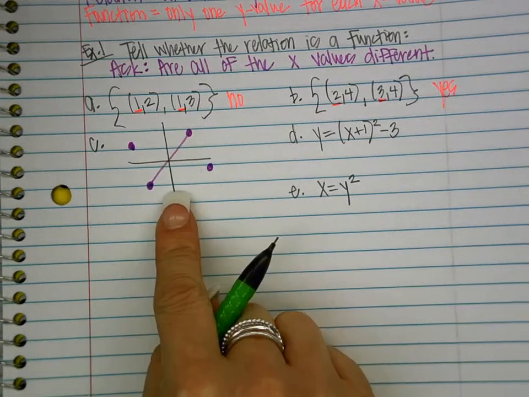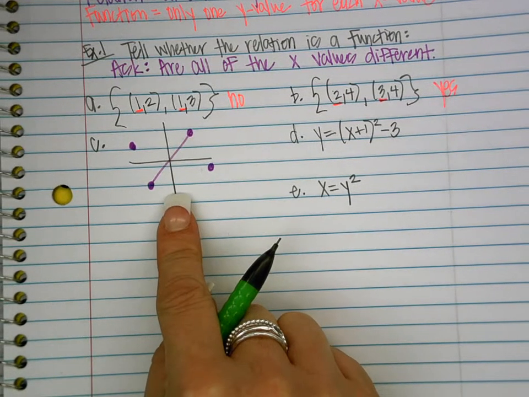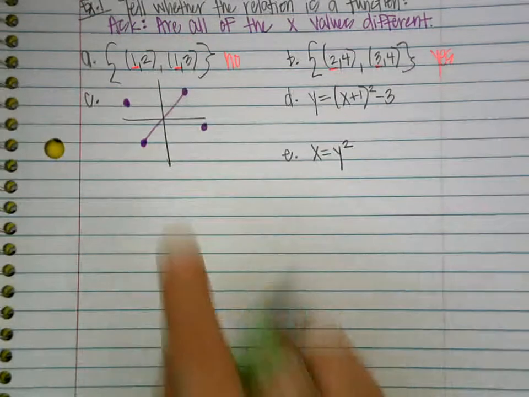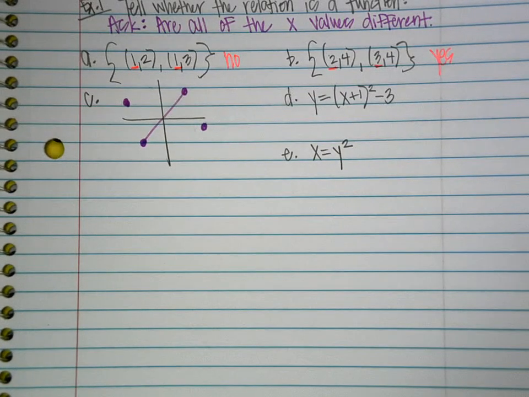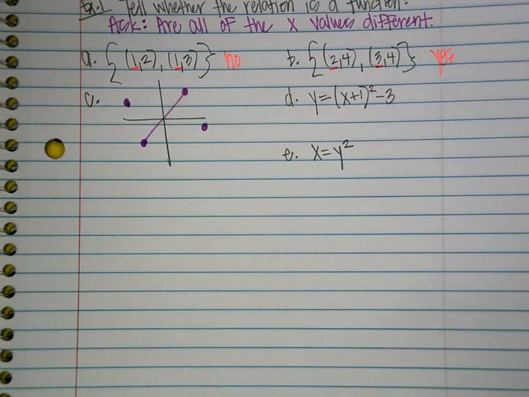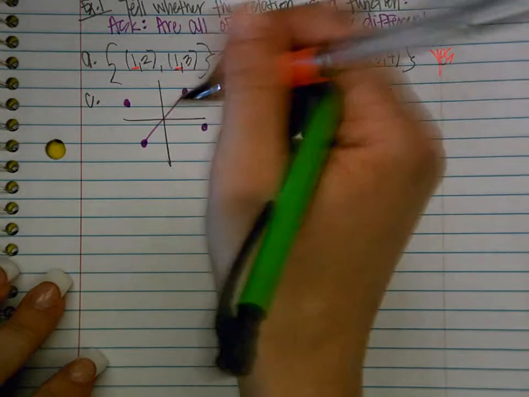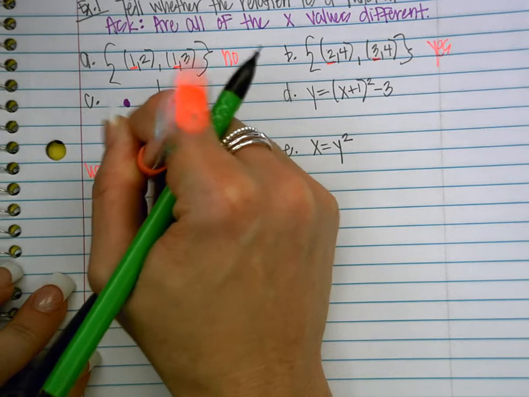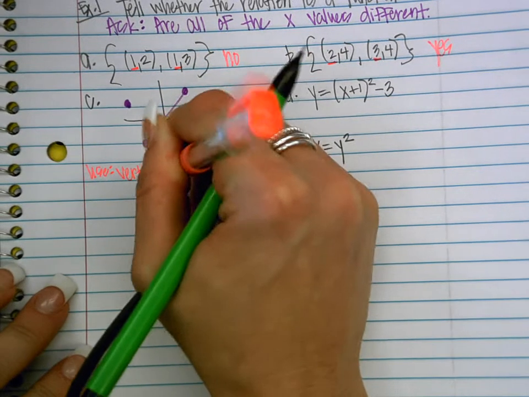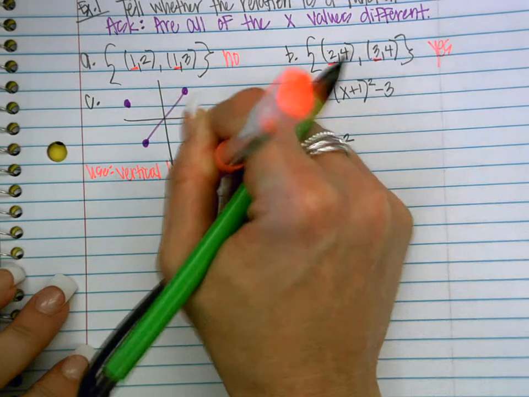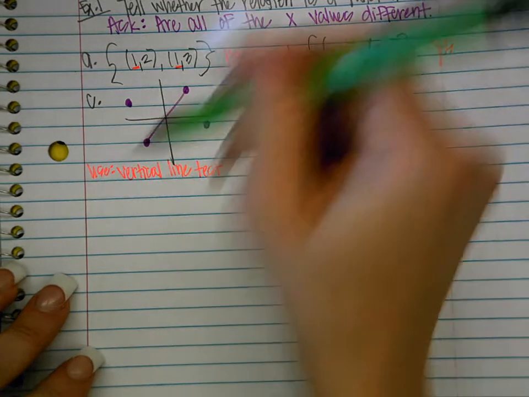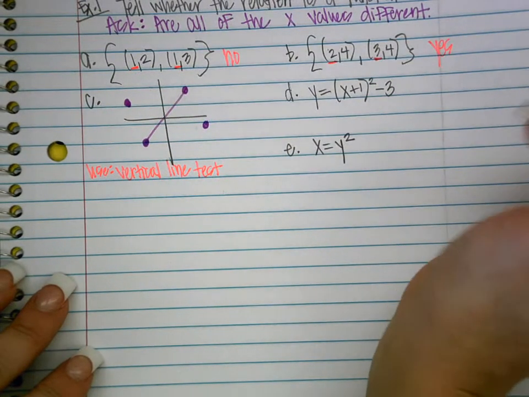For C, does anyone remember how to solve these? How do you determine if this is a function? Oh, you draw lines. You use something called the vertical line test. The vertical line test is basically that you draw a vertical line. Vertical is up and down.